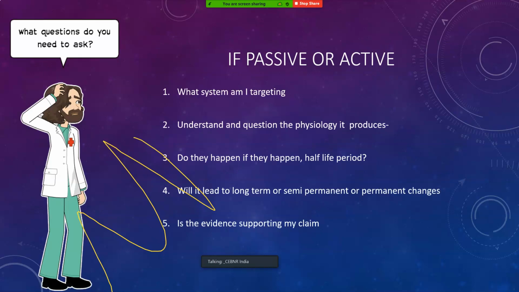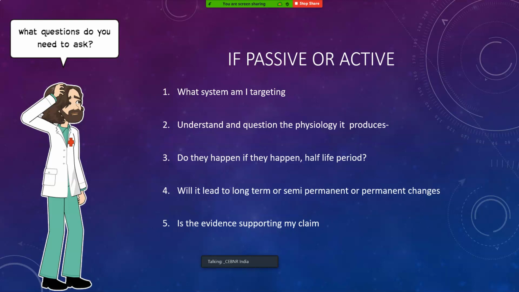So, as such, these are the things you need to ask yourself if you are seeing any treatment. What system am I targeting? That's the first question I want to ask. Why? Because if it is peripheral, are you sure that it can be changed is your question. Okay, if they say, yes, I have, then ask them, how long? What is the half-life period of that?